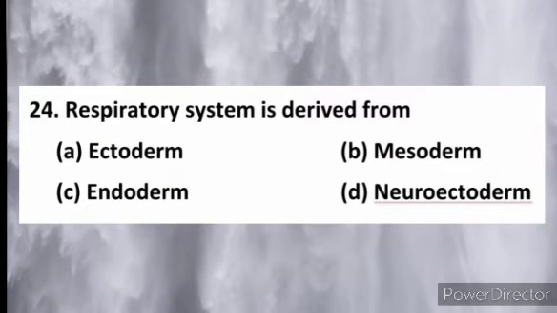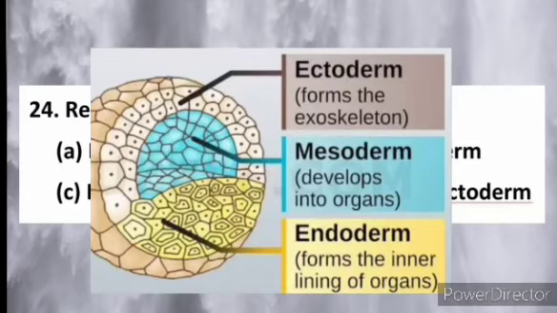Question number 24. Respiratory system is derived from dash. The options are ectoderm, endoderm, mesoderm, neuroectoderm. What do these mean? They are nothing but germ layers. Ectoderm is the surface layer, mesoderm is the middle layer, endoderm is the deepest layer. Neuroectoderm are the cells derived from the ectoderm. So all these are germ layers.